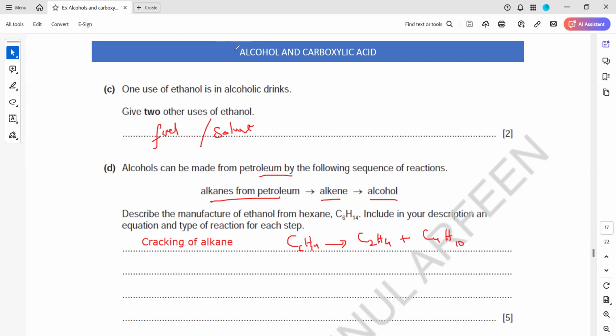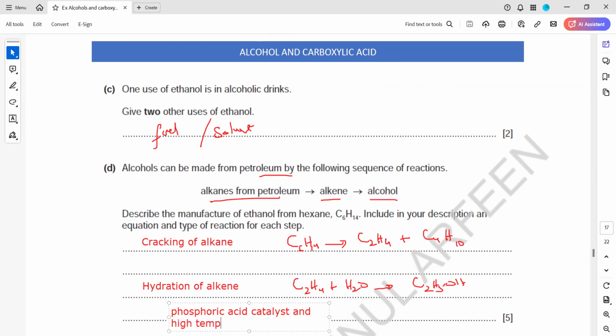So the first stage is cracking. The second one is a reaction with steam, or hydration. Hydration of alkene is done, so we have C2H4, which is an alkene, reacted with steam to produce C2H5OH. And what are the conditions? We use phosphoric acid as a catalyst, and high temperature and pressure.